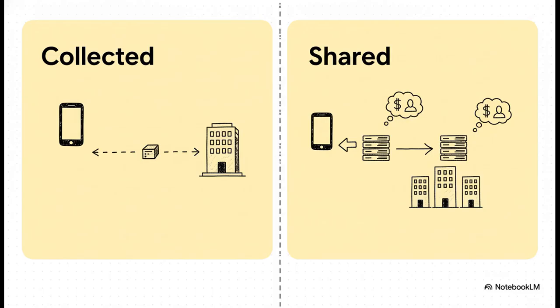Collected means any data that is transmitted off a user's device. It doesn't matter if it goes to your server or a third party's. Shared, on the other hand, specifically means transferring that data to another company, a third party, for their own purposes, like sending a device ID to an ad network so they can build a profile.